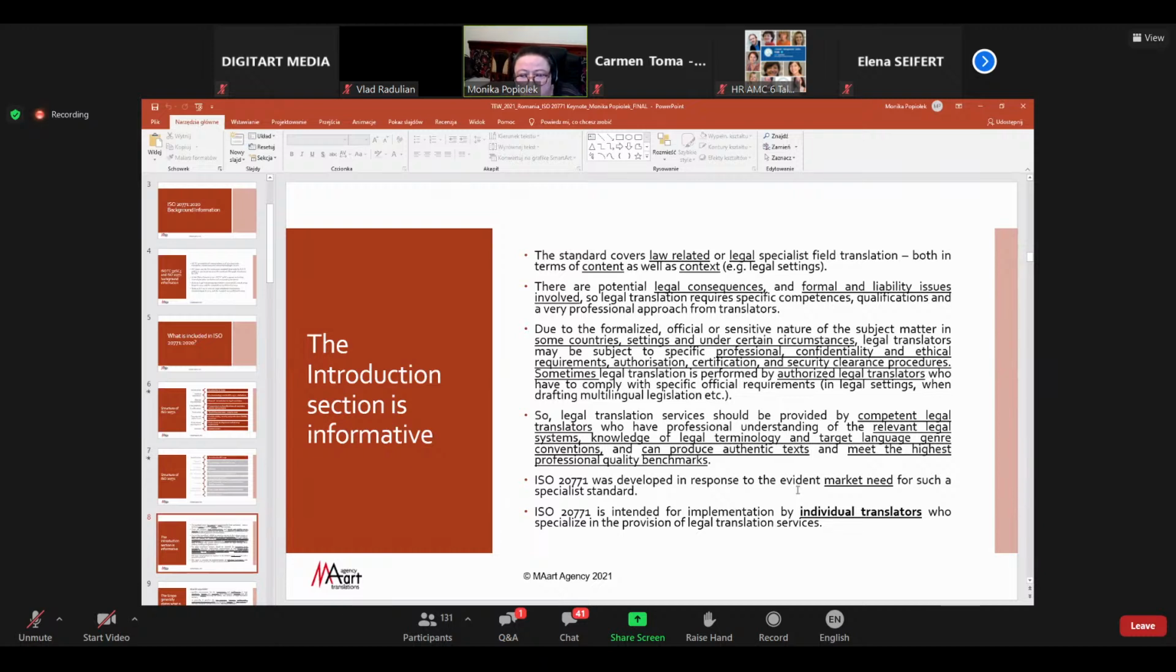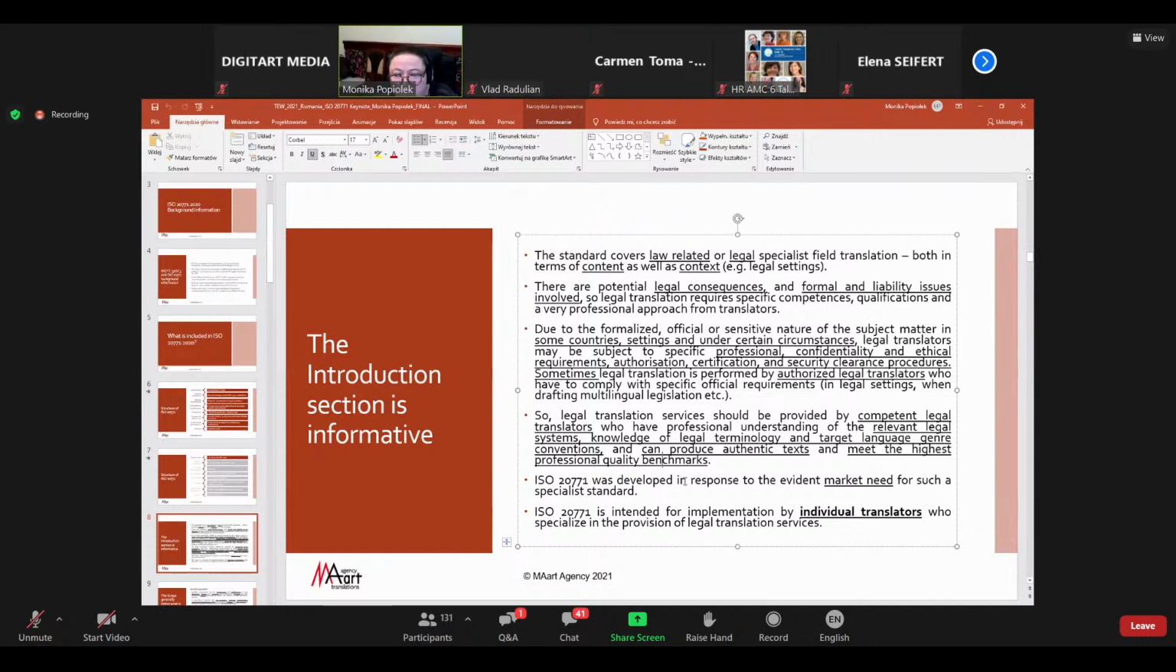And in other words, those translators have to meet a lot of competence requirements apart from the qualifications, and they need those professional quality benchmarks in order to be able to satisfy certain requirements and prove to the general public and to their clients that they are top-notch translators, for want of a better word. So ISO 27701 was developed in response to this evident market need for this sort of a specialist standard.